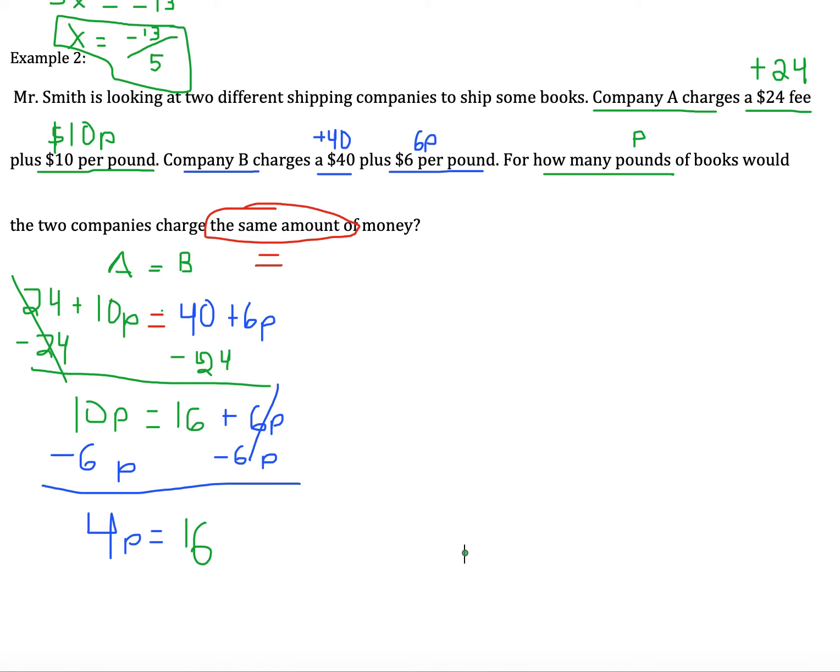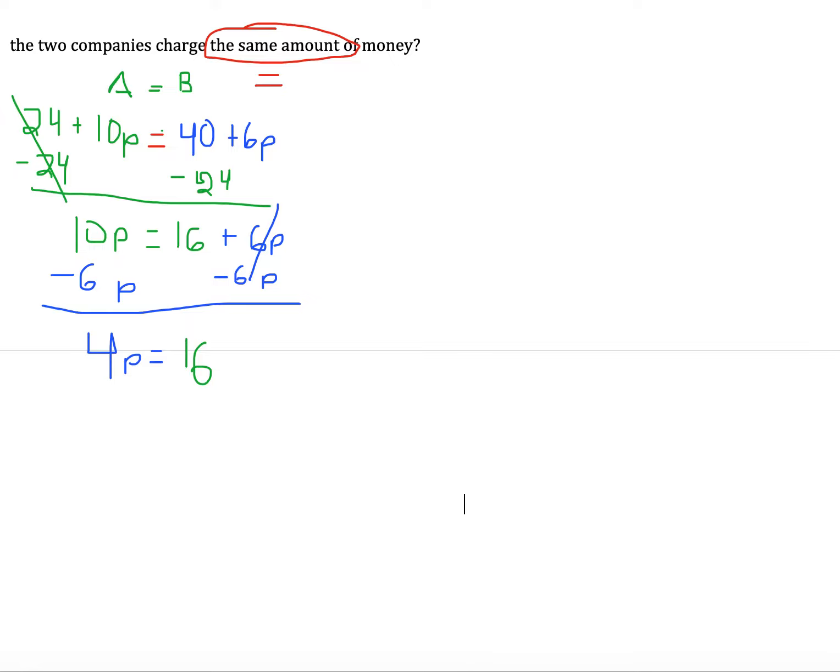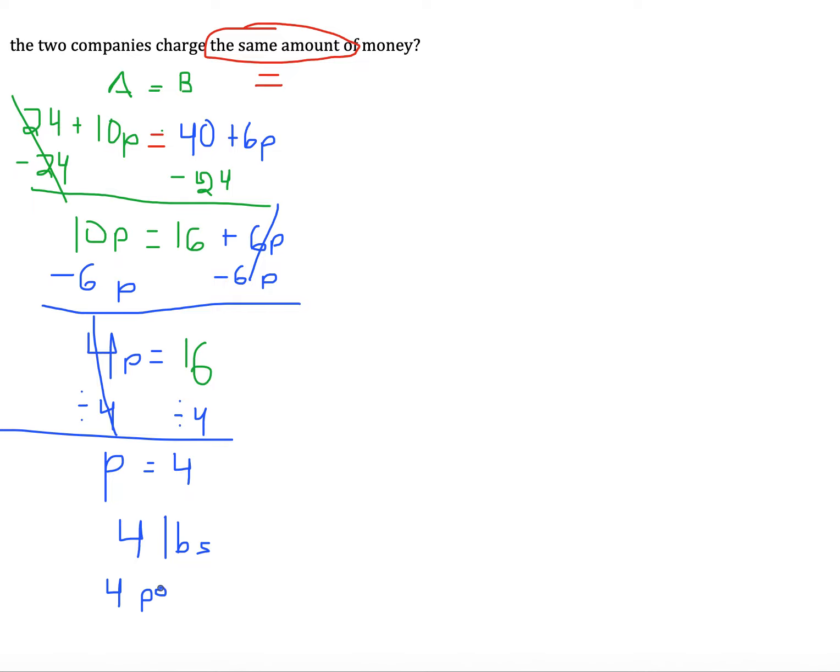And now, if I go further down, if I divide both sides of the equation by 4, use that division property of equality, 16 divided by 4 equals 4. That means for them to be the same, it needs to be 4 pounds. Make sure your units are written there because that is a point deducted if you don't.